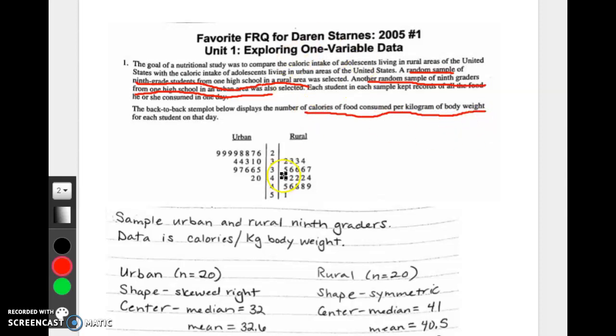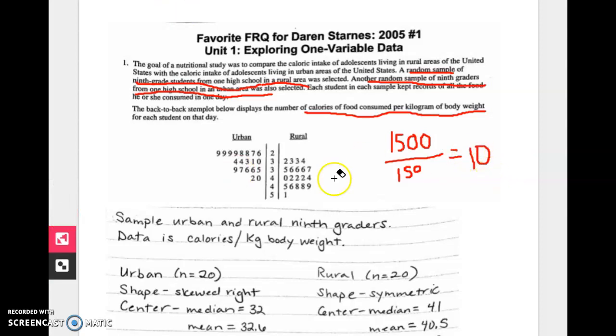If you read the paragraph, I was expecting to see total calories in this stem and leaf plot, but it's not total calories. It's calories per kilogram of body weight. So let's say I consume 1,500 calories a day and I weigh 150 pounds, just to make this calculation easy. My information on here would be a 10. So that's where these numbers in the stem and leaf plot are coming from. I eat a lot more than that.